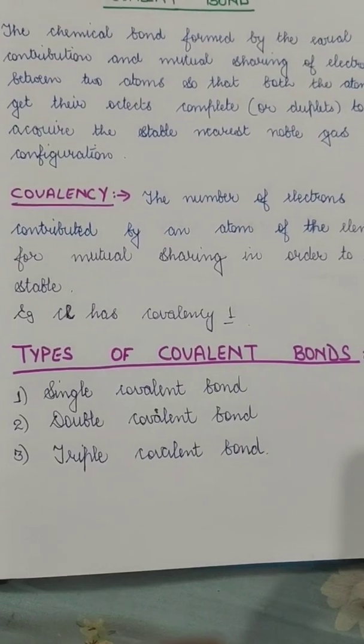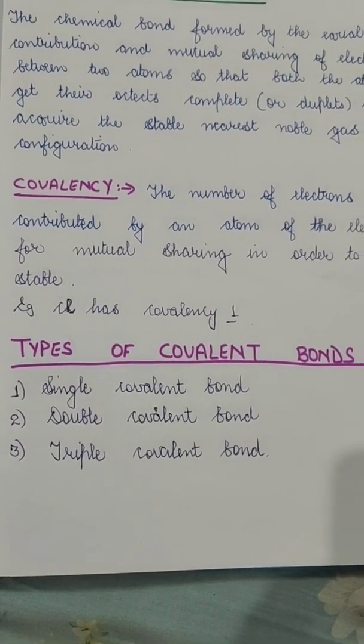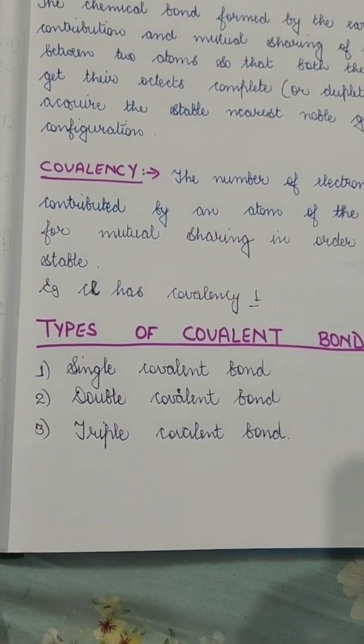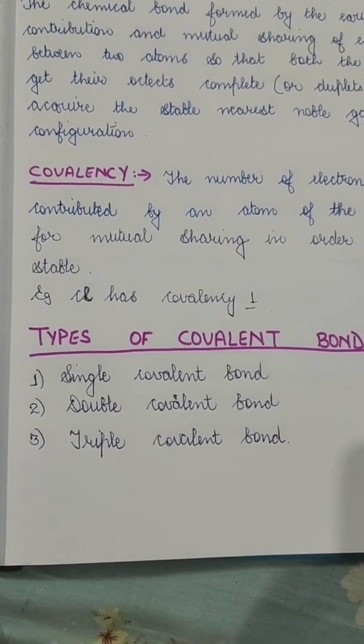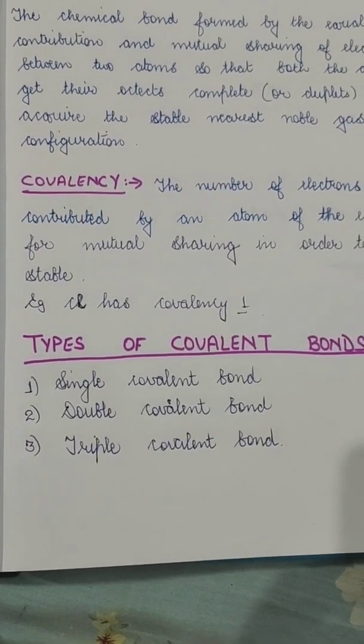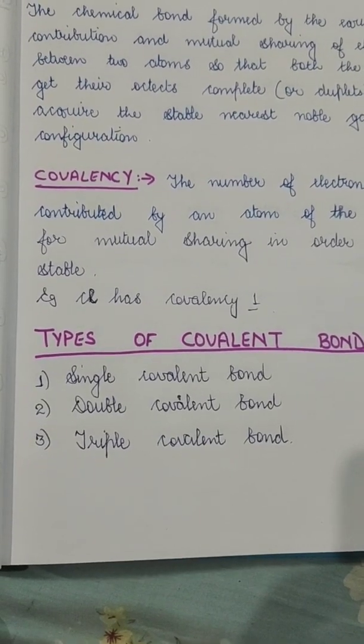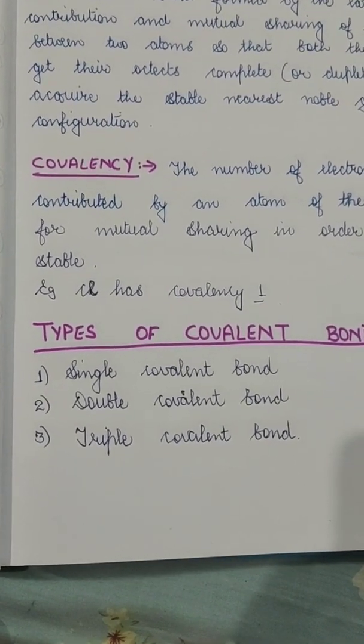So after that comes the term covalency. Now valency, we all know that the valency is the combining capacity of an atom. That means the number of electrons with which an atom combines is known as its valency.